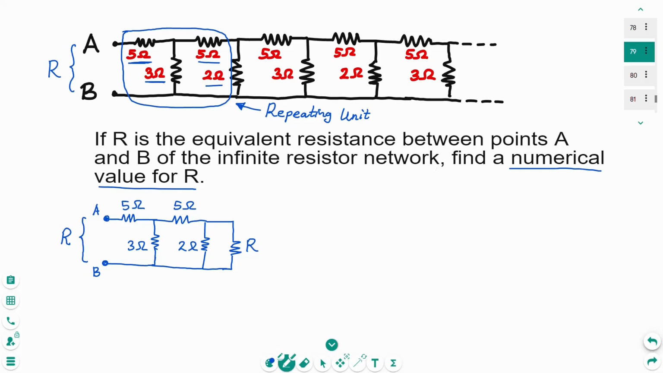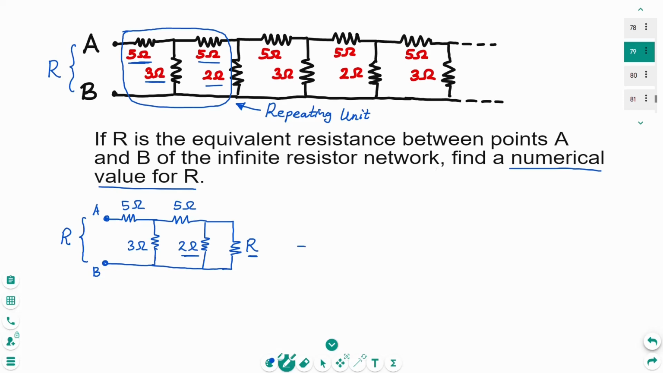Now we have a multi-resistor network which is not infinite, and now we can use our knowledge in solving series resistors and parallel resistors to get the answer for R. Okay, so the first thing I can see is the R resistor to the right of the network and the 2 ohm resistor. They are parallel to one another.